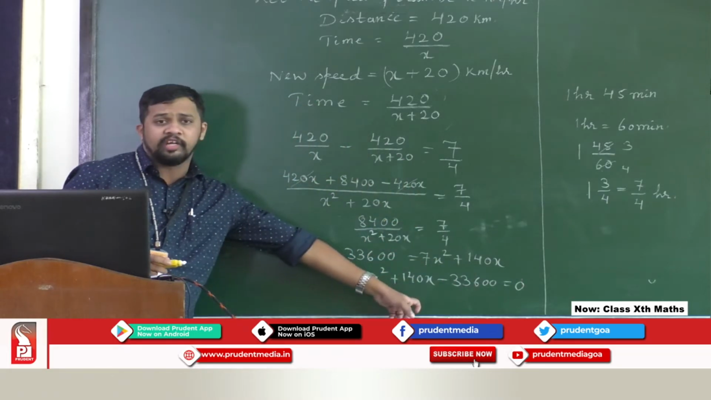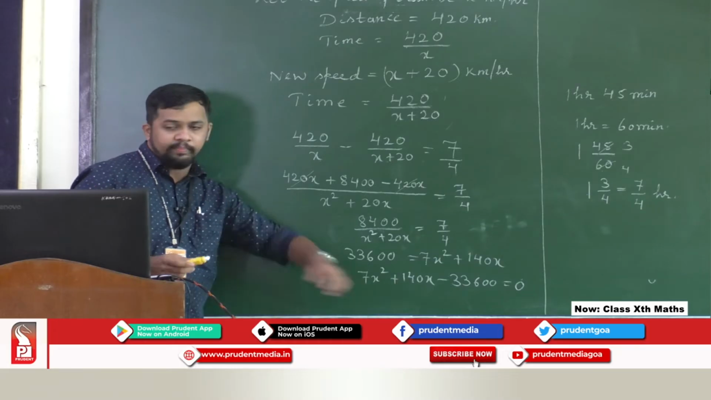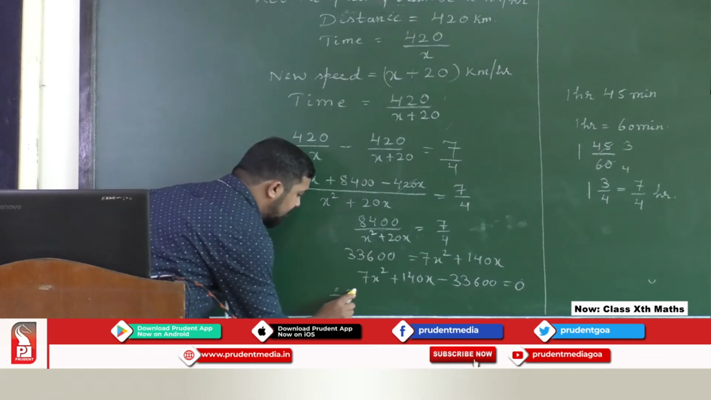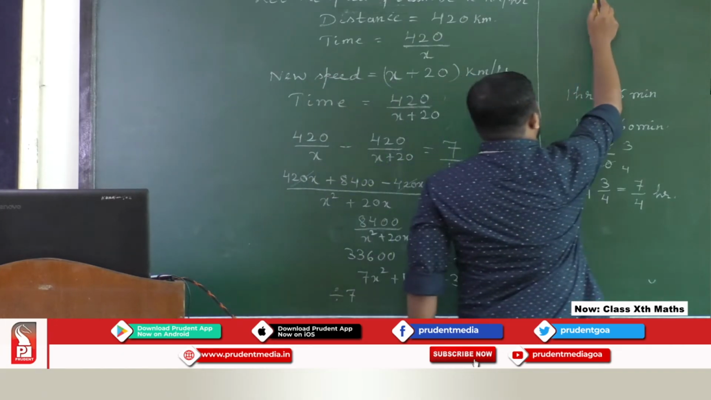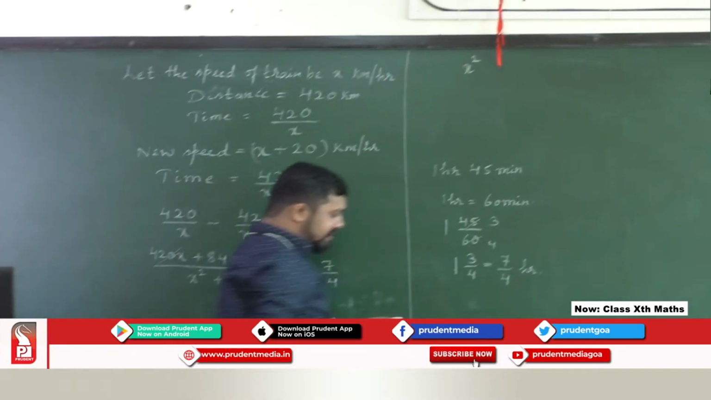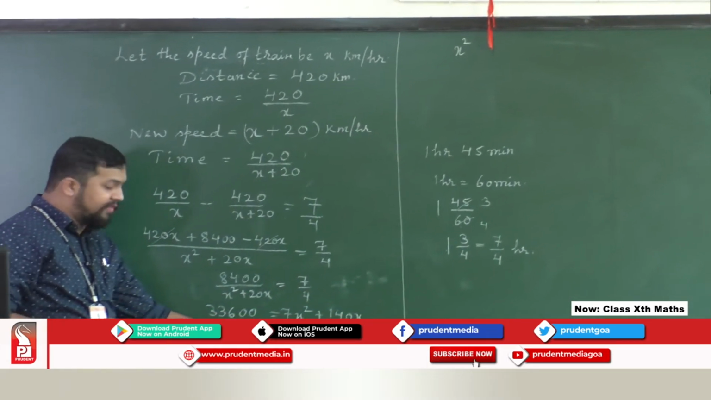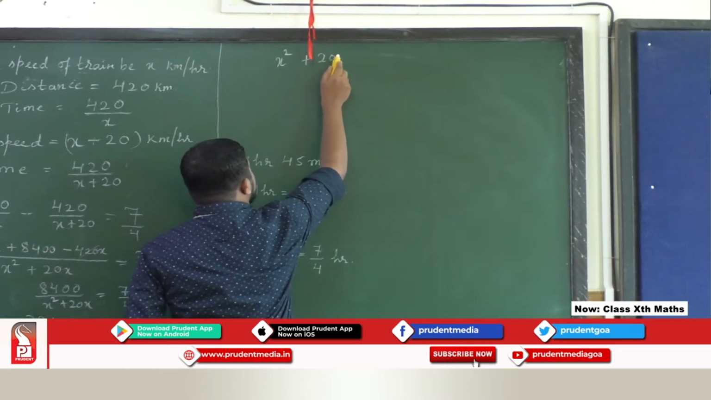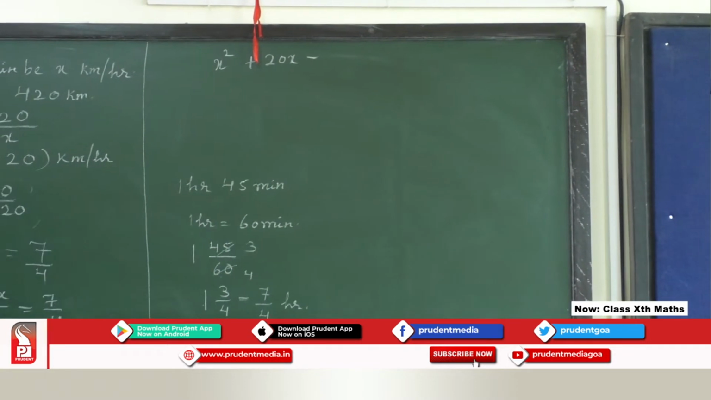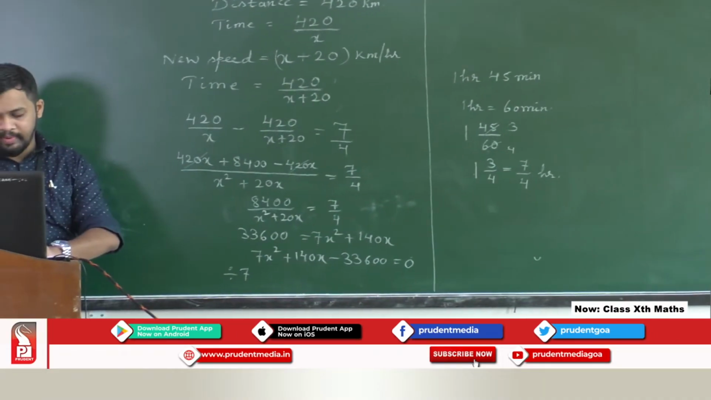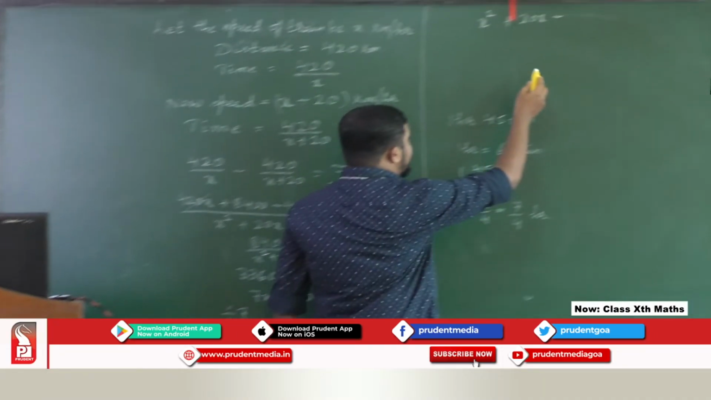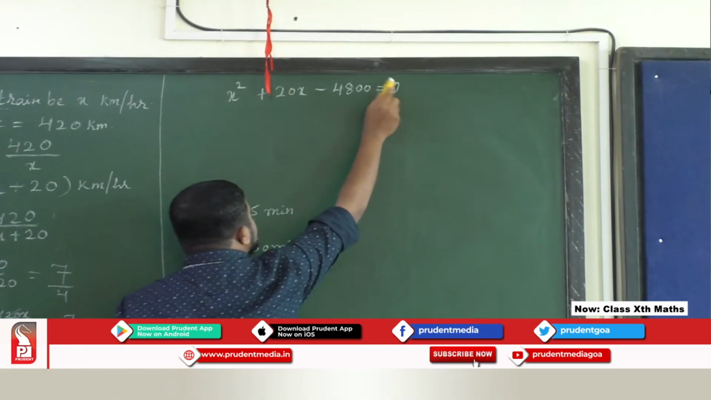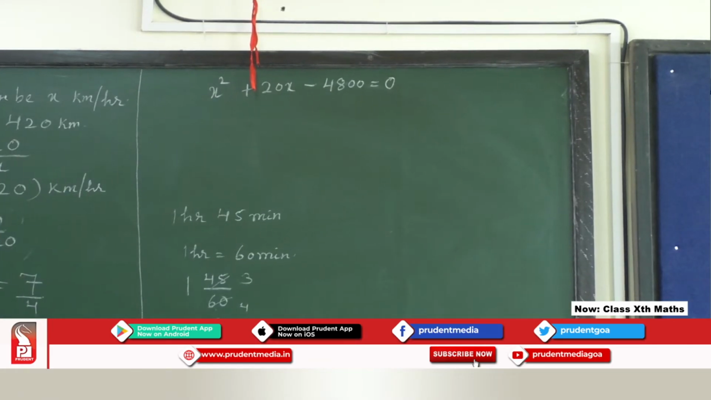Now if you look at this expression, it looks very big. So let me make it simpler. So I will divide by 7. If I divide by 7, what I will get is x square, so 7 divided by 7, x square. 140 divided by 7, 7 2s are 14, so 20x, minus, let me divide this 3360 by 7, you will get 4800, equal to 0. So this is your final quadratic equation which you got.